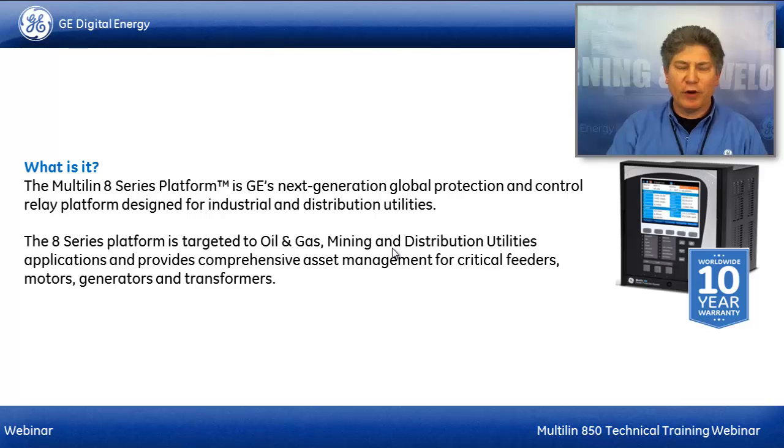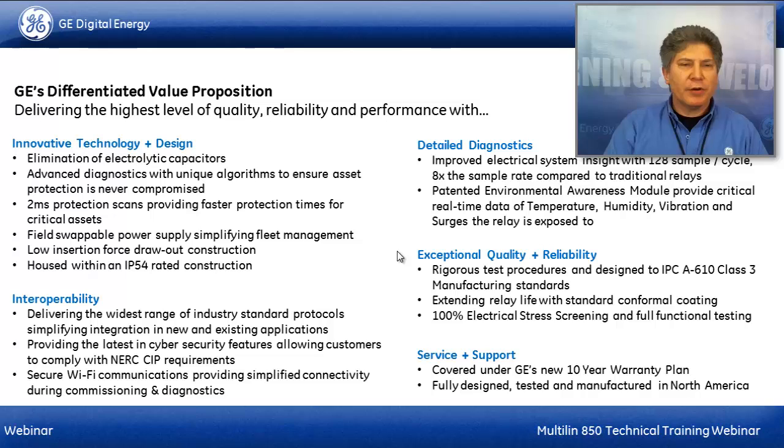The 8 series platform is going to be targeting the oil and gas, mining and distribution utilities applications, and it's going to provide more asset management for critical feeders, motors, generators, and transformers. Now, there's a couple of key points here. So we're going to differentiate from a value proposition by delivering the highest level of quality, reliability, and performance with the following topics. We've got innovative technology and design, interoperability, detailed diagnostics, exceptional quality and reliability, and service and support.